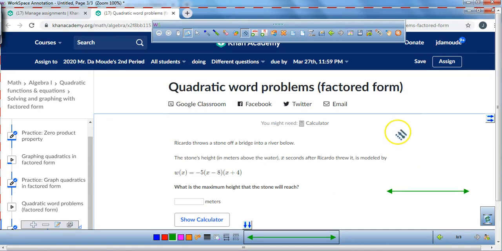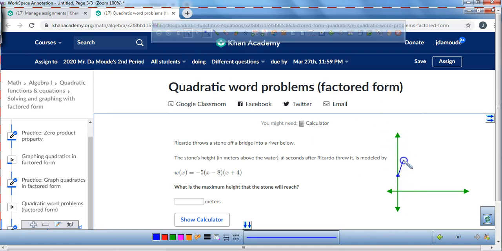Here's the x-axis, there's the y-axis. Basically, what's going to happen is Ricardo's somewhere on a bridge, he's going to throw the rock up, it's going to get up to its maximum height, and then once again it's going to fall to the ground. This section we really don't have to worry about because that's where the x's are negative. Here's your x-axis. We'll call this w of x, which represents meters.